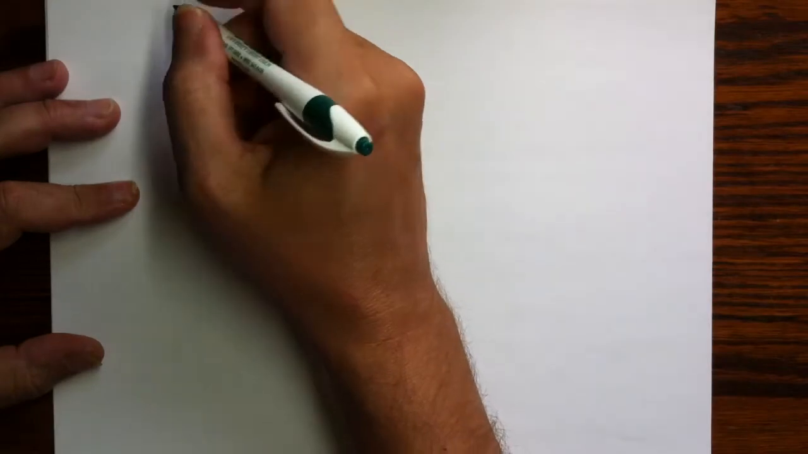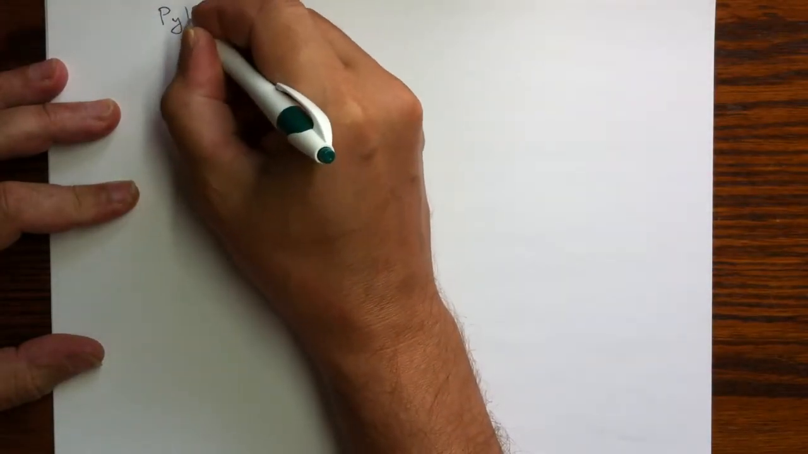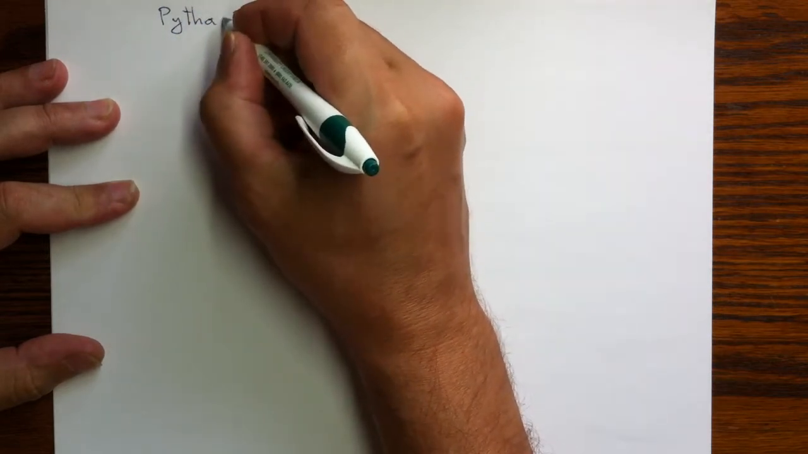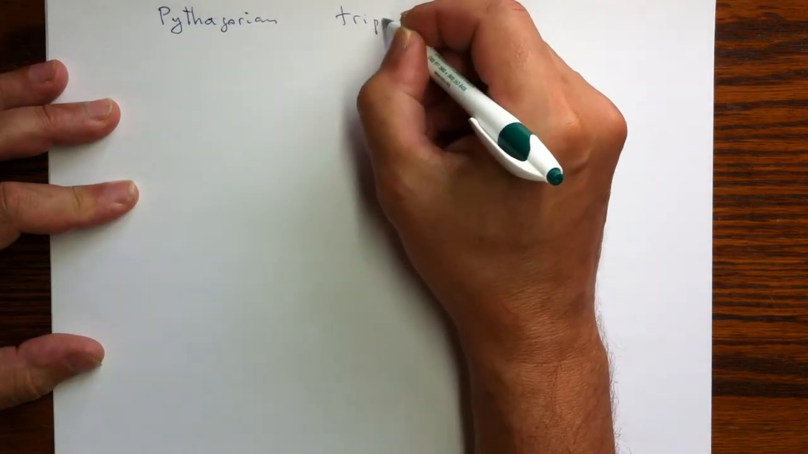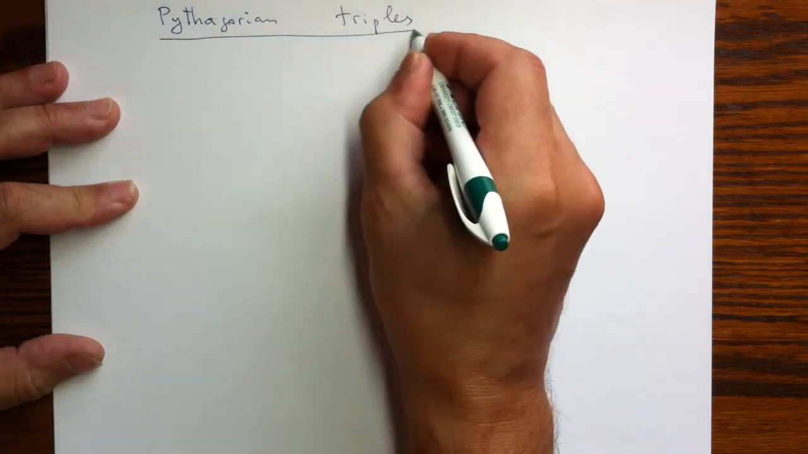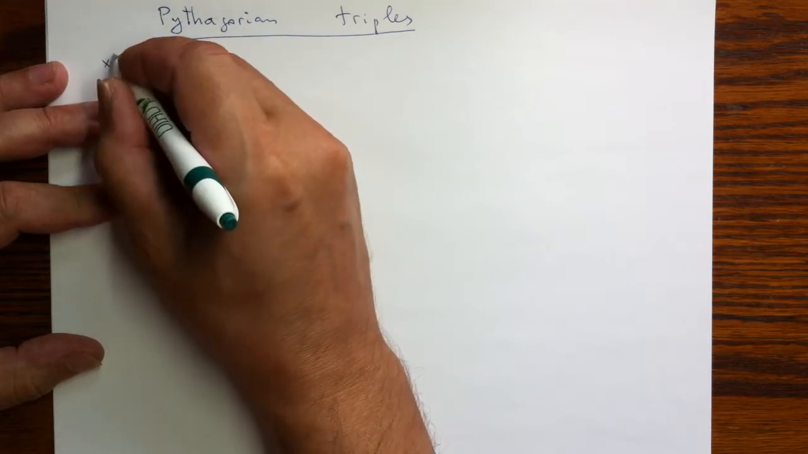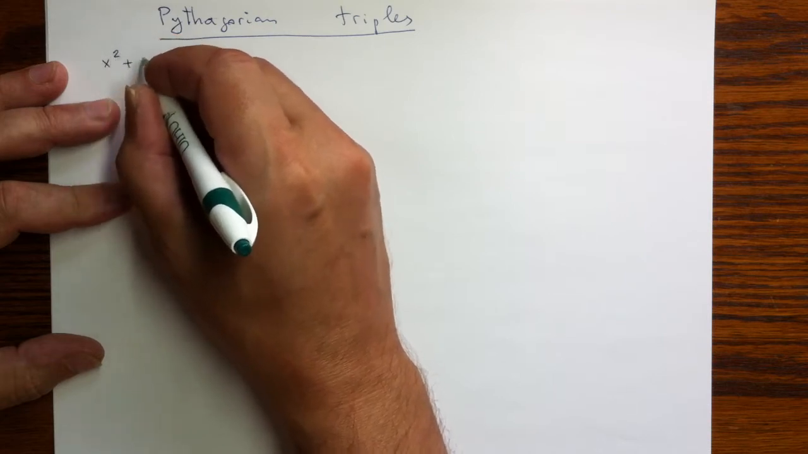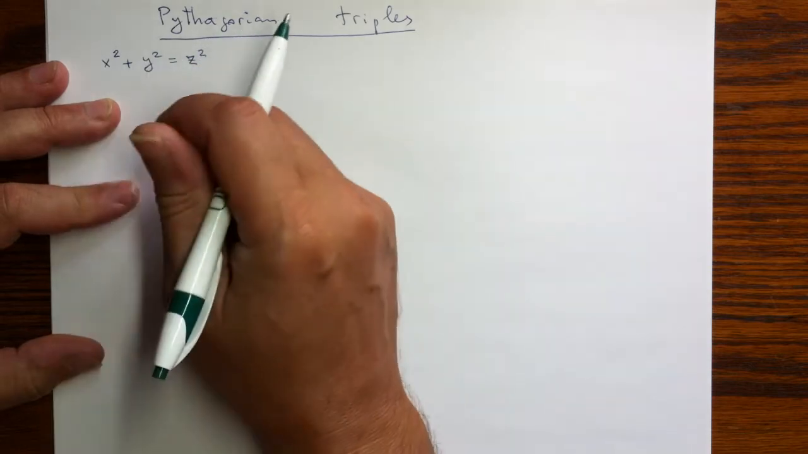Hello. Here we will look at what is called Pythagorean triple, and that is the triple of integers which solve the Pythagoras equation.